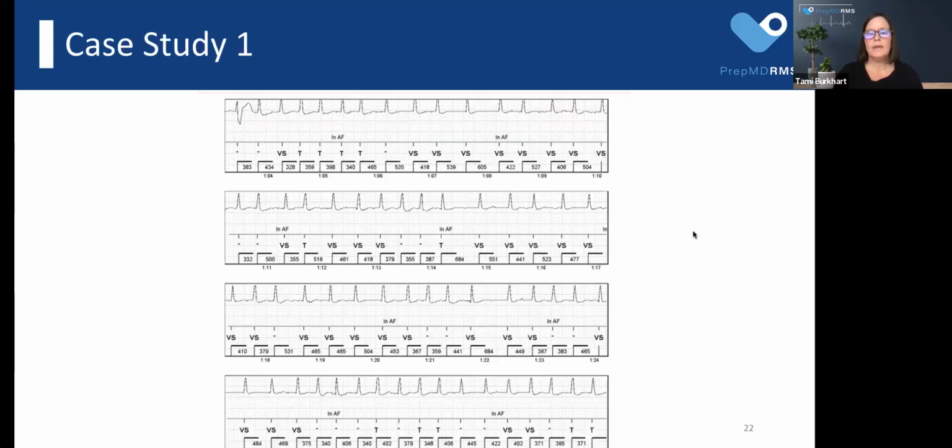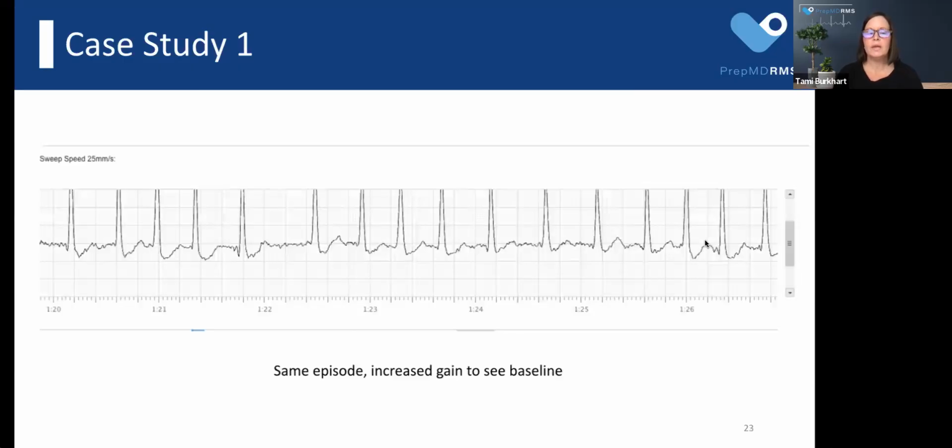So then with the St. Jude device, you can go in and you can expand the EGM. Because on here, you can't necessarily tell whether there's P waves or not. So you can go on to the next slide. It'll show you where you can blow it up. And when we blow it up, then you can see that there's no discernible P waves on this. So now I'm thinking this is definitely AFib.